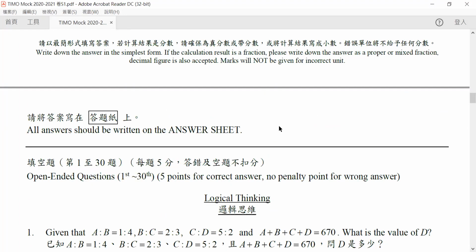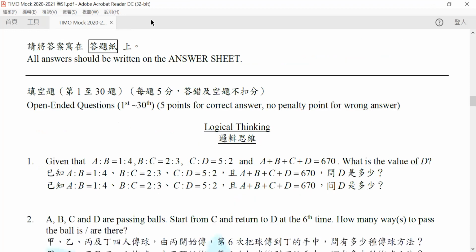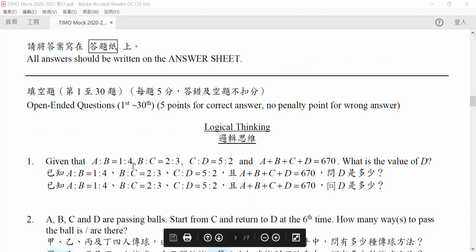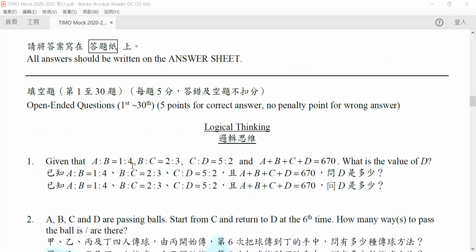Question 1. Given that A to B is of ratio 1 to 4, B to C is of ratio 2 to 3, C to D is of ratio 5 to 2, and A plus B plus C plus D is equal to 670. What is the value of D? Now, this is a typical question for combining ratios.